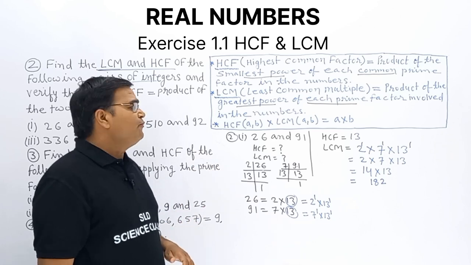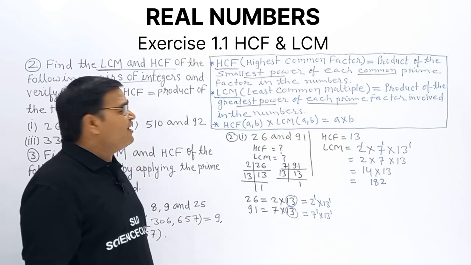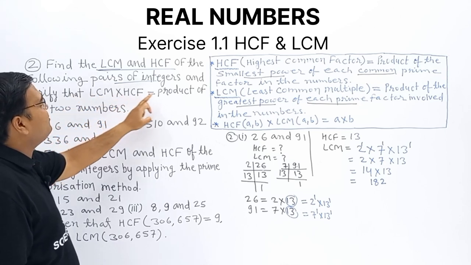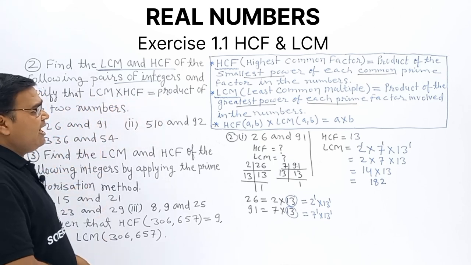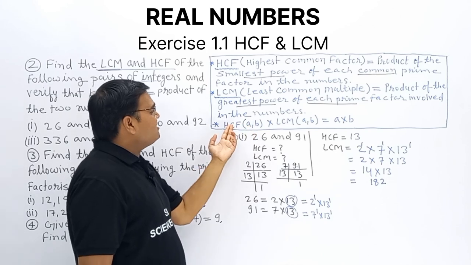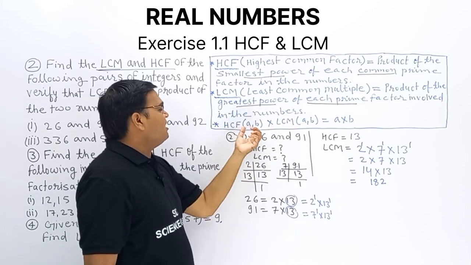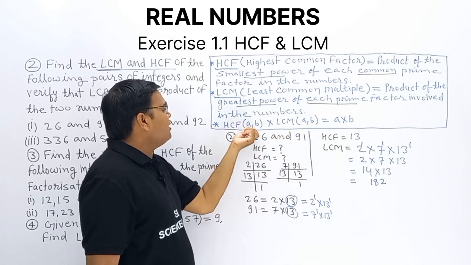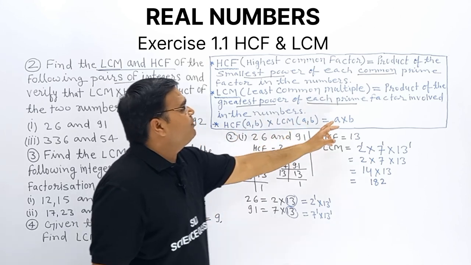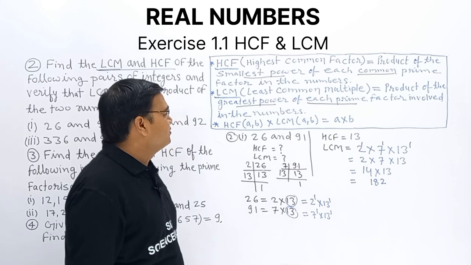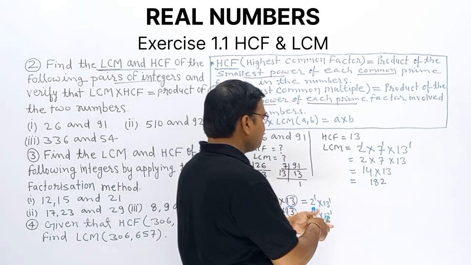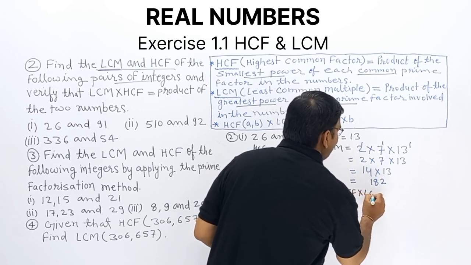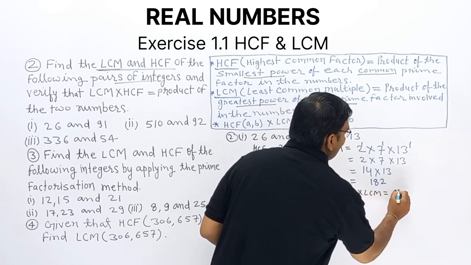Now we want to verify, and how will we verify? In the question given, verify that LCM into HCF equals the product of the two numbers. We know that the product of the LCM of two numbers and the HCF of two numbers will be the product of both numbers. So we can say HCF into LCM equals the product of two numbers.